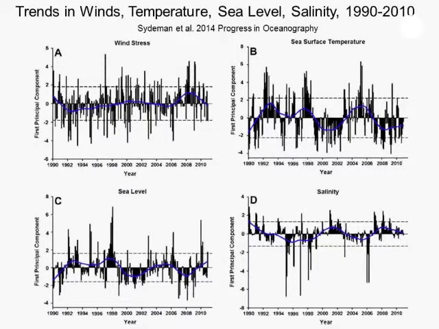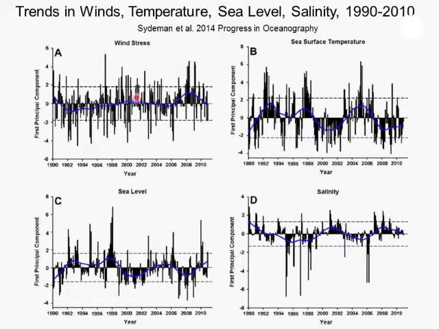And so this is from a paper that came out earlier this year in Progress in Oceanography. And we have here information about wind stress. And these are principal components of wind stress in a bunch of different locations. Also sea surface temperature in a bunch of different locations, sea level in a bunch of different locations, and salinity in a bunch of different locations along the central northern California coast.